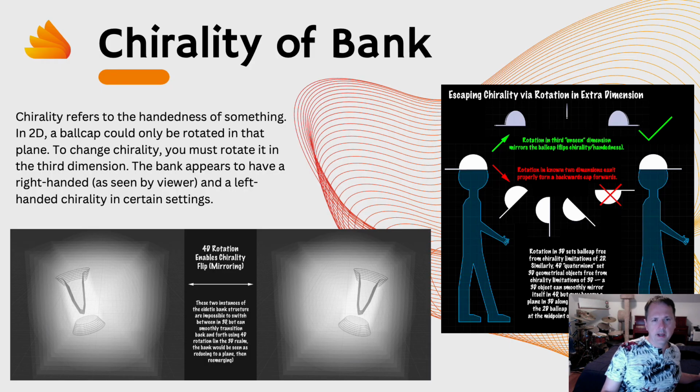As I said, the bank has handedness. It has an explicit orientation specificity. There can be no confusion about which way is which, but it also seems to have this instance where the handedness is mirrored, and whether the brain just mirrors to get to that, or whether it uses some kind of four-dimensional quaternion math to do that, I don't know.